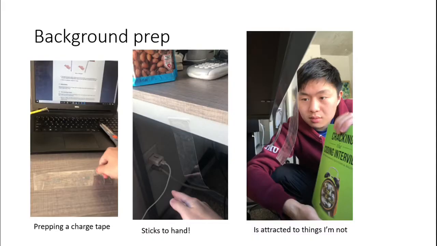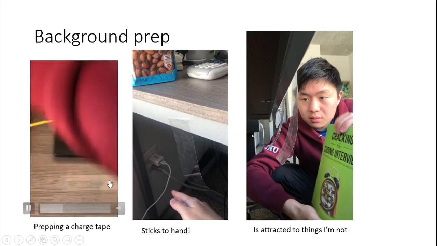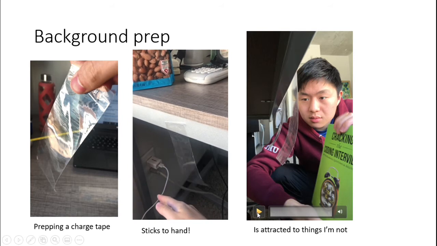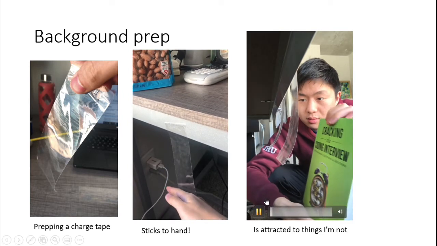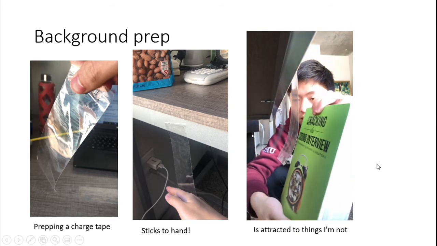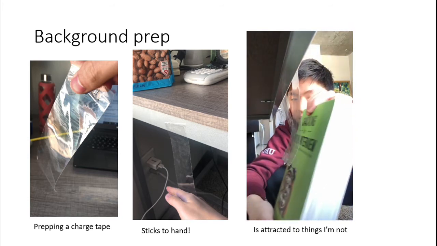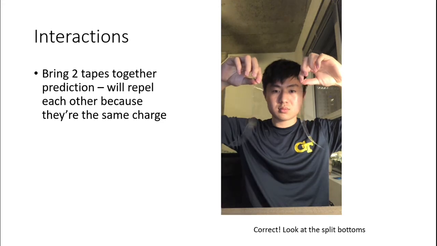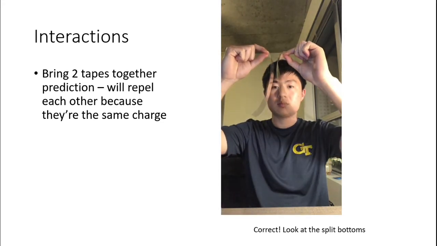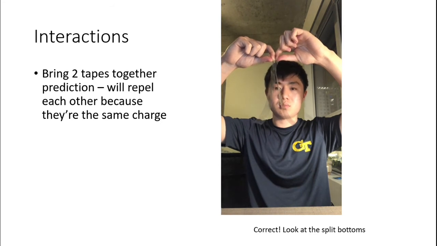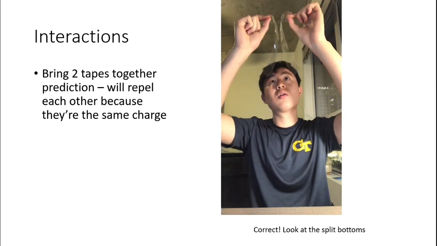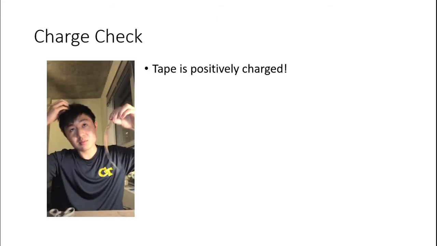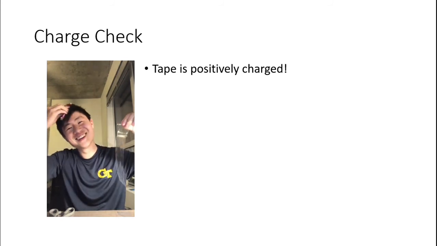Here are some videos of a confused physicist in action. Now here are two interacting U-tapes. I predicted that the two tapes will repel each other because of the same charge, and the video supported my beliefs with the split bottoms. Here's a charge check, which came back positive. It's ridiculous.